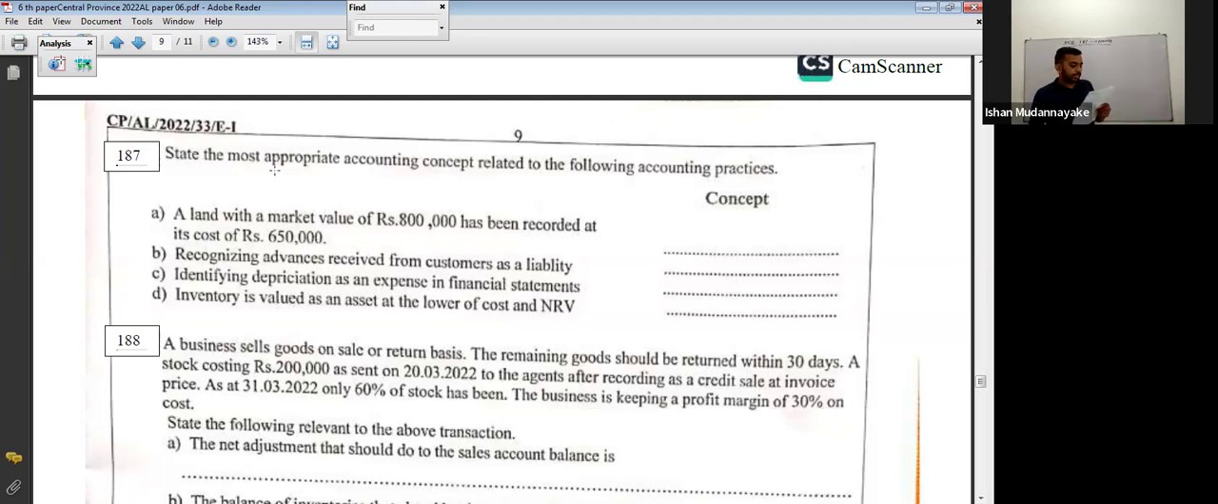C: identifying depreciation as an expense in the financial statements. The most appropriate concept is the matching concept. D: inventory is valued as an asset at the lower of cost and NRV, net realizable value. Most appropriate accounting concept is the prudence concept.